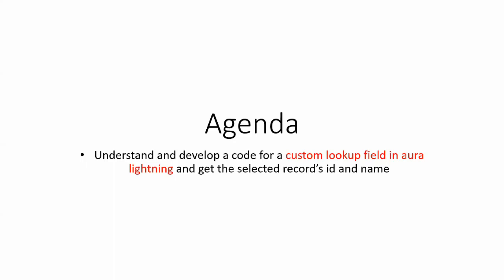Hi everyone. So today's agenda is developing a custom lookup field using Aura Lightning. And in that field, when I select a particular record, I should be getting its name and ID in the backend. So that is what we are going to see.